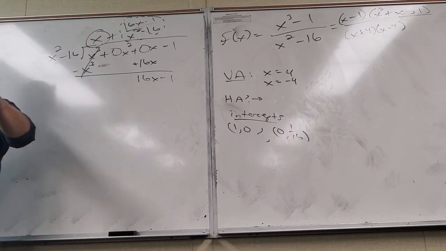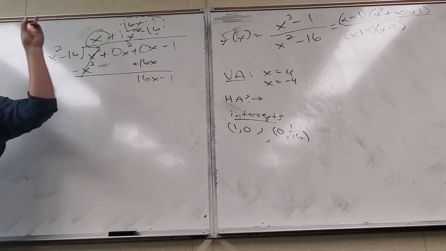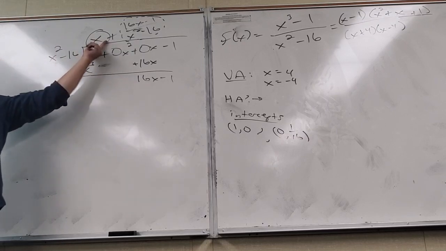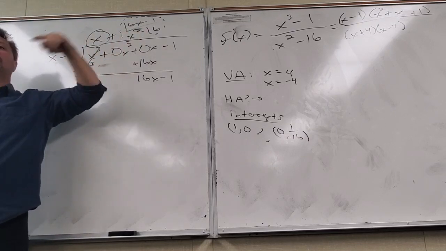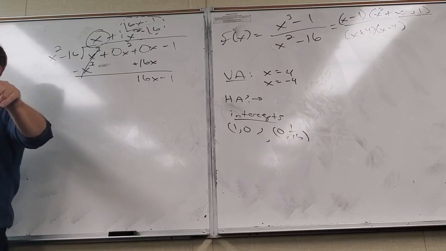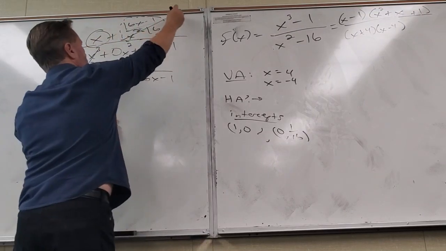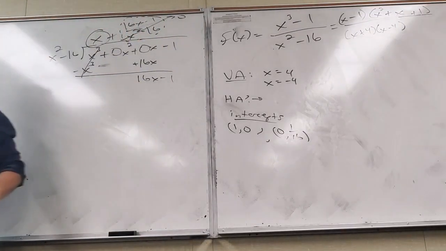Your slant asymptote will always be the whole number part of your long division because the remainder will always go to 0. Does everybody see that? This is definitely going to 0 because the bottom is growing way faster than the top is.